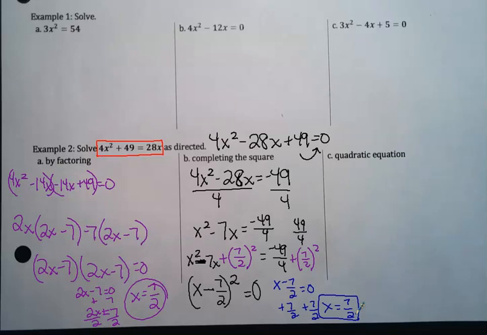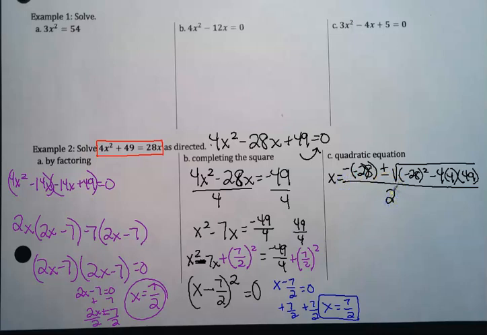Or we could do C, solving it with a quadratic. All right, so in that one, we've got it set up right. 4x squared minus 28x plus 49 equals 0. So we're going to have x equals negative b, and our b is negative 28. 28, yikes, plus or minus the square root of b, negative 28 squared, minus 4a, which is 4, c, which is 49, all over 2a, which is 4.